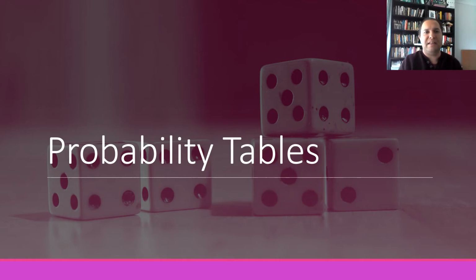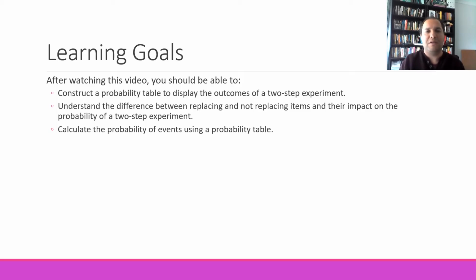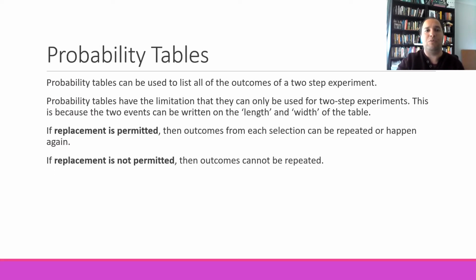Hi students, in this video we're going to look at probability tables. After watching this video you should be able to construct probability tables to display outcomes of a two-step experiment. You should be able to understand the difference between replacement and not replacing items and the impact that has on probability, and then calculate the probability of events using a probability table.